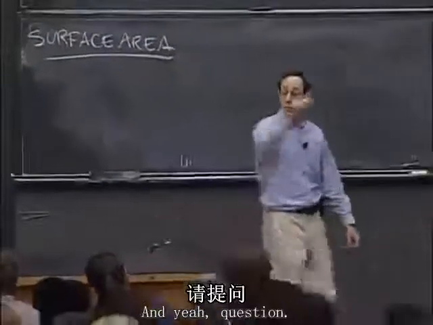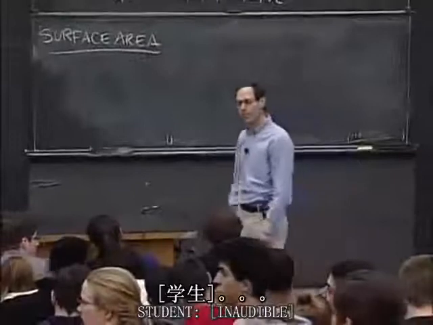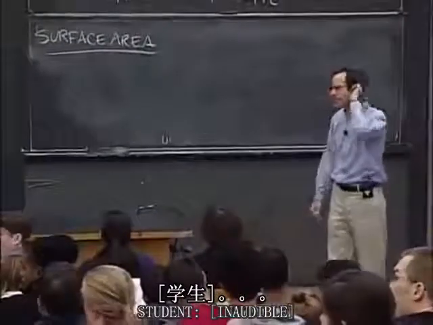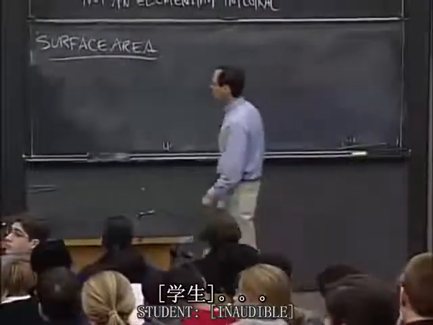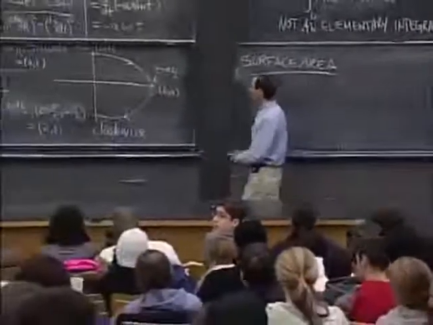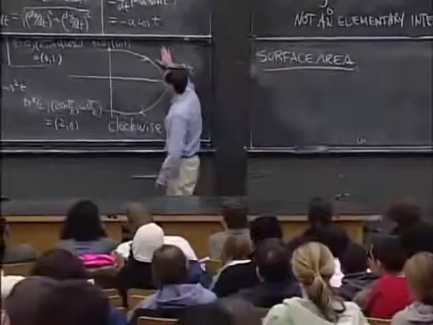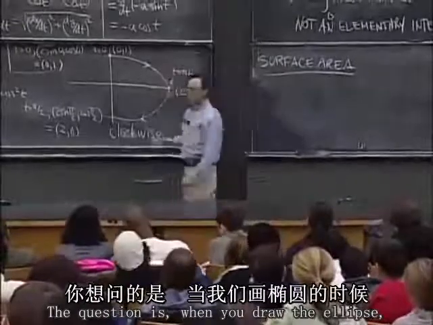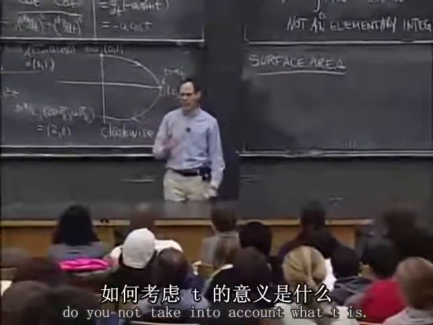And yeah, question. I have a question. When you're drawing the ellipse there, do you not take into account what t is equal to, and you just draw the point over the axis? This is a good question. The question is, when you draw the ellipse, do you not take into account what t is?